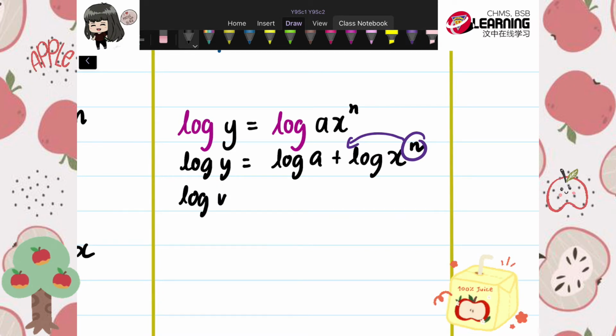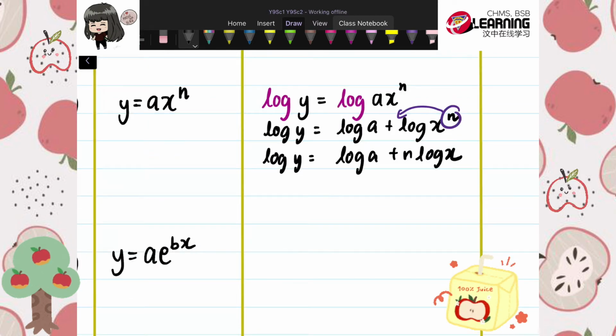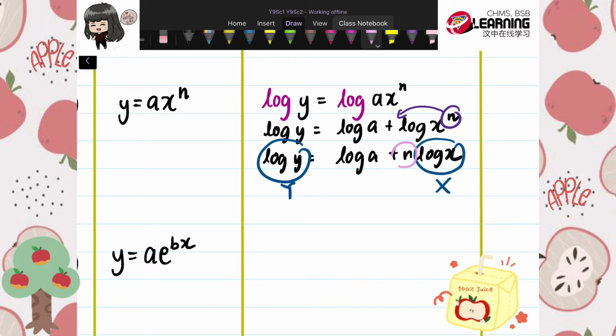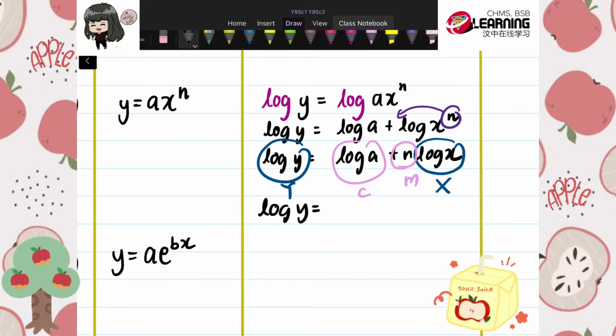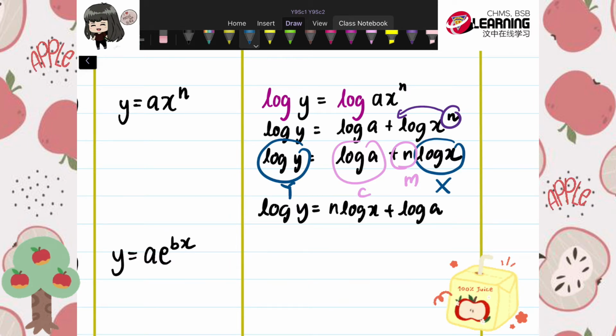Okay, so log y equals n log x plus log a. After that, you can see this is your big Y, this is your big X, this is your M, and this is your C. Basically this is y equals mx plus c. If you want to arrange it nicely, then you arrange it like this: log y equals n log x plus log a. Then you can see your y equals mx plus c.